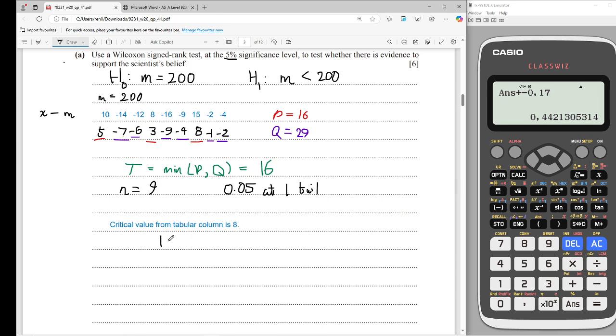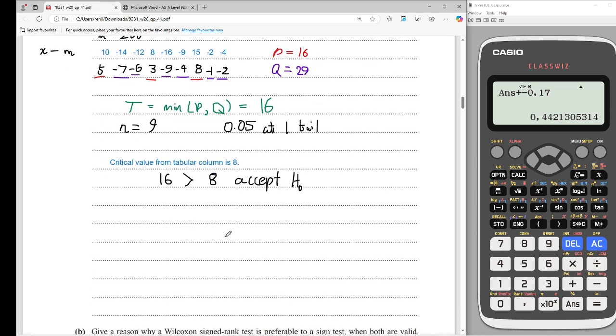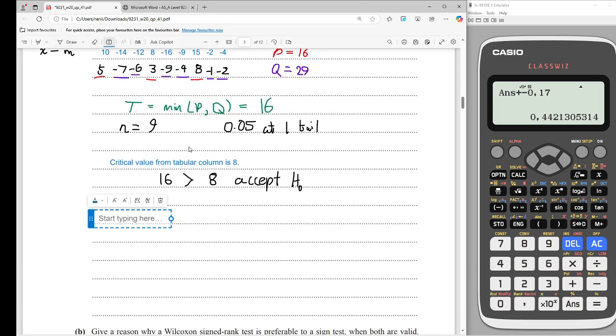So now we have to compare the test statistic and the critical value. This is there for every single test, no matter what. 16 is the test statistic and the critical value is 8. You can clearly see that 16 is greater than 8. So normally when the test statistic is greater than the critical value, we reject it. But given that this is a non-parametric test, it means that we accept H null. Okay.